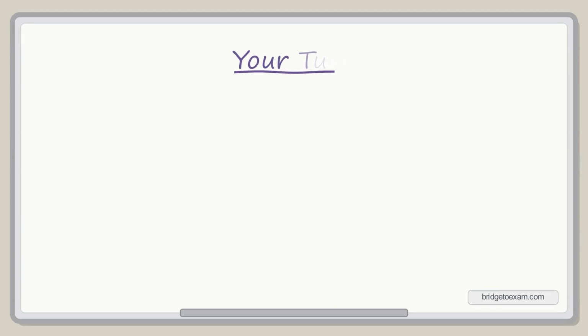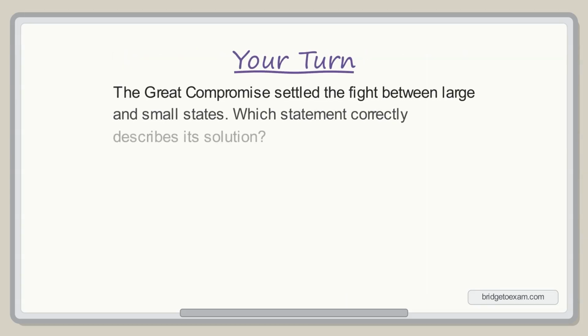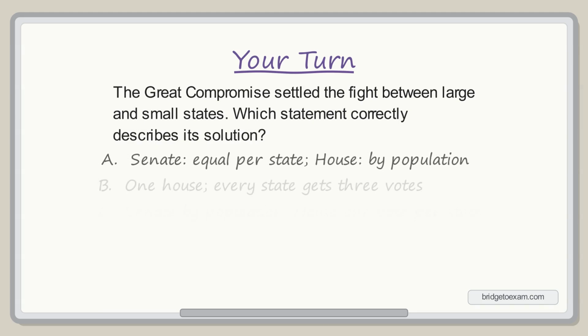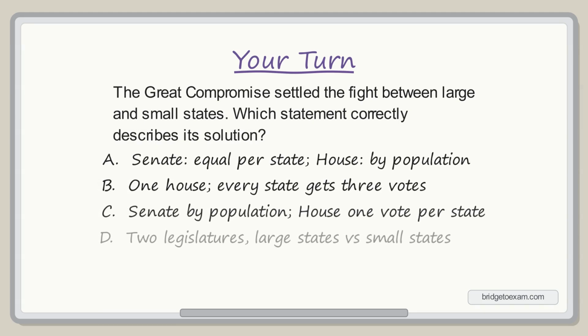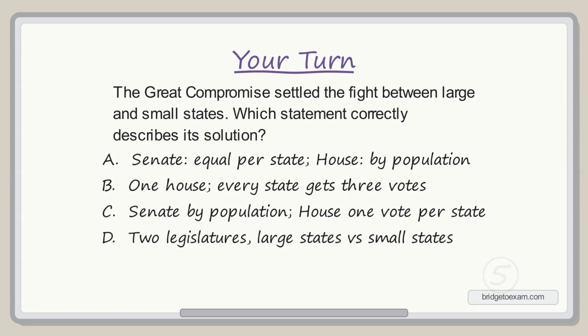Let's test it. The Great Compromise settled the clash between large and small states. Which statement correctly describes the solution? Pause and choose A, B, C, or D.